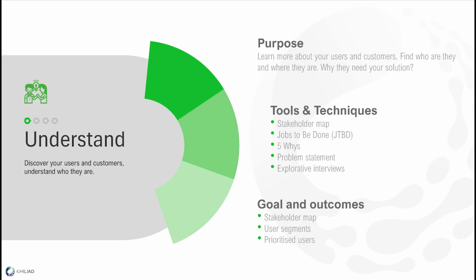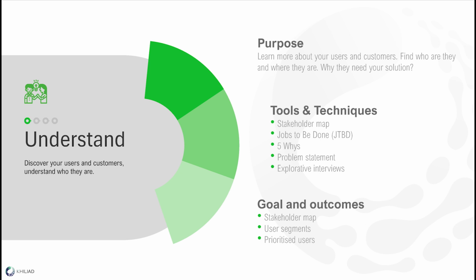So the first step for us is to understand. Here we want to learn more about our users, about our customers. We want to know who they are, what problems they are facing, what their needs are, what they are trying to solve, what they are trying to do. Design thinking has a lot of different tools. Depending on the toolkit you are looking at, probably 40 to 50 different techniques and tools. So our favorite picks are here.